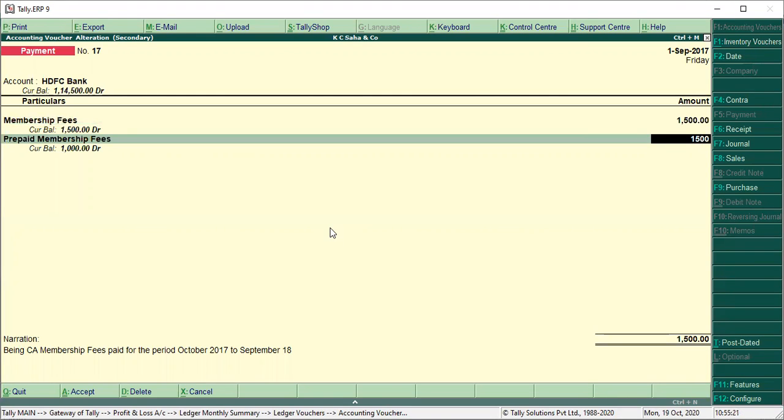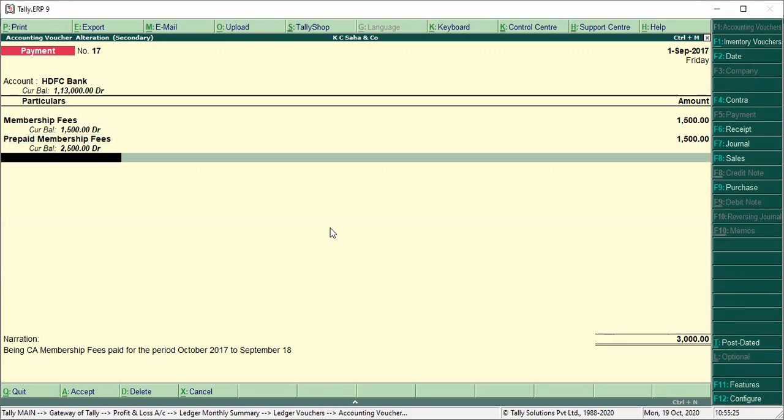But if you see that prepaid membership fees, उसके नीचे अगर आप देखोगे ना करंट बैलेंस में 1,000 दिख रहा है डेबिट. अगर जैसे ही मैं 1,500 को एंटर करूंगी वो 2,500 हो गया. दिख रहा है आप लोगों को? That means already the opening balance in the prepaid membership was rupees 1,000 and the current is 1,500. So total in the prepaid membership comes to 2,500 rupees. Clear? So this entry is clear with this.